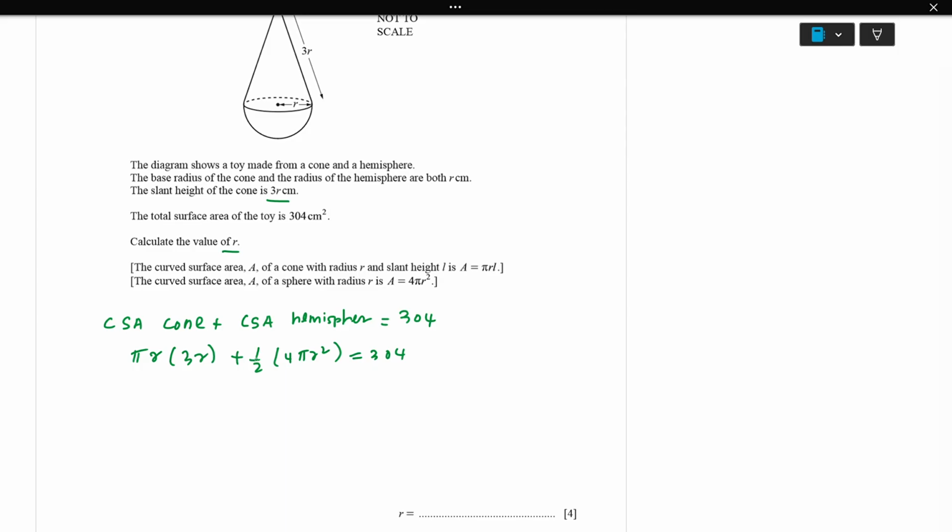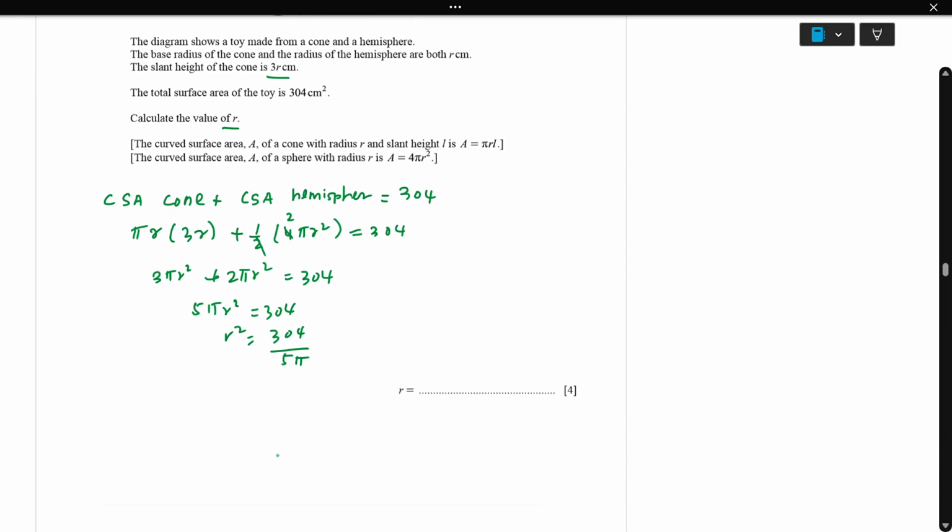So 4 pi r squared equals 304. This becomes 2 and 2, so 2 pi r squared. Here is 3 pi r squared plus 2 pi r squared equals 304. So 5 pi r squared equals 304. r squared equals 304 over 5 pi.